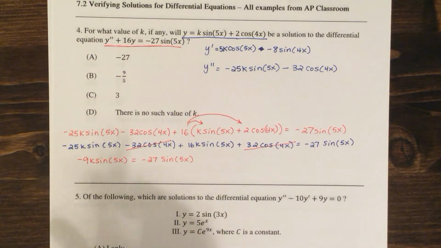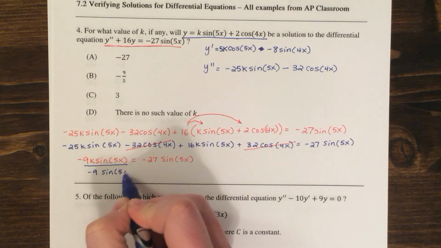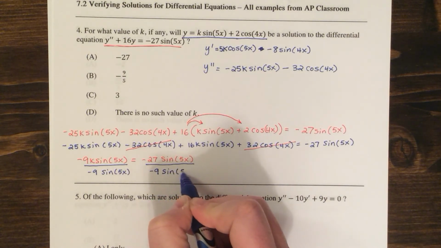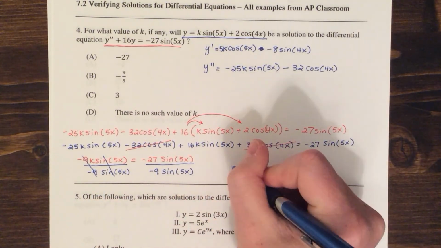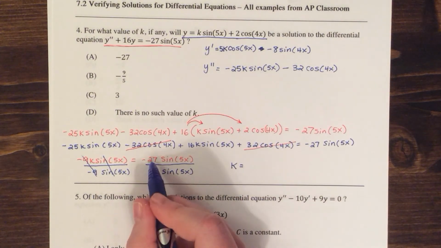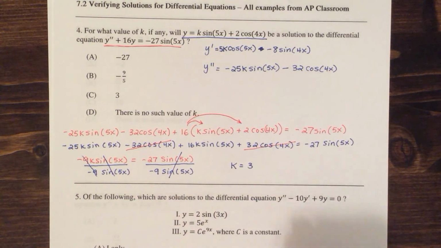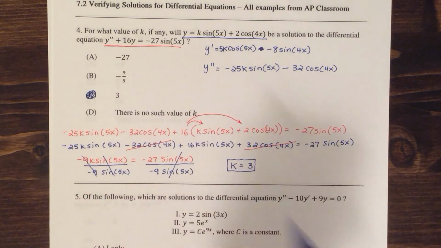We're trying to solve for k. So we're going to divide both sides by the portion that we want to move. That cancels and that cancels. And we're going to be left with k equals negative 27 divided by negative 9 is 3. And then these sine 5x's cancel. So all of that to get k equals 3. You'll do the rest on your own, and if you have any questions, let me know.